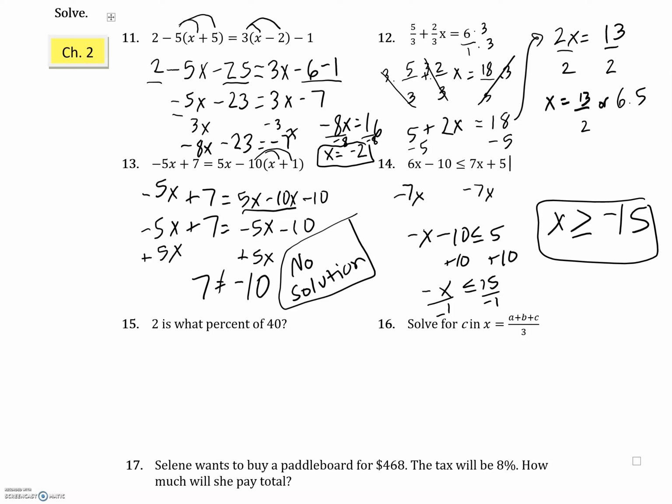All right, now 15, 16, 17, and 18, we're going to start getting the ones with a few more words in them, some word problems. We're going to start with just simple percentages on number 15. It says 2, I'm just going to translate it right here, is what percent, so I'm going to put a question mark, you can put a variable if you want, of 40. So we'll divide by 40 both sides. That's going to give you a decimal that will change back to a percentage.